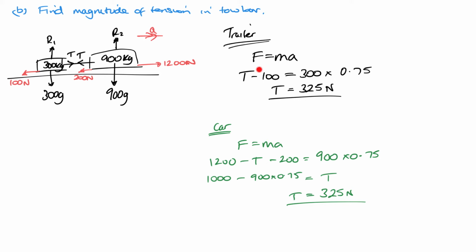But what you can see is the reason, well, slightly less working out to do the trailer, but the main reason that the trailer is easier is that T is positive, because that is the driving force there for the trailer. Whereas with the car, T is negative. That means I have to do a little bit more rearranging, and I open myself up to potentially making a silly mistake. So that's why I go for what I would say is the easier option, the one where the value I'm trying to find is positive rather than negative.